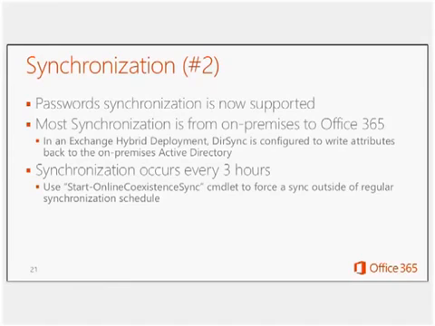In the next scenario of synchronization, passwords are now supported. Most synchronization is from on-premises to Office 365, so it is mostly one-way from your on-premises environment to Office 365. In certain scenarios with Exchange Hybrid, you do have some write attributes, and there are some settings that you actually click on as you go through. The default synchronization is every 3 hours. You can always force it to sync outside of schedule, but it's every 3 hours.